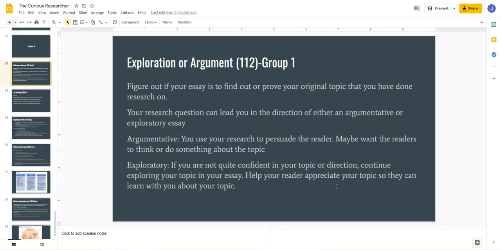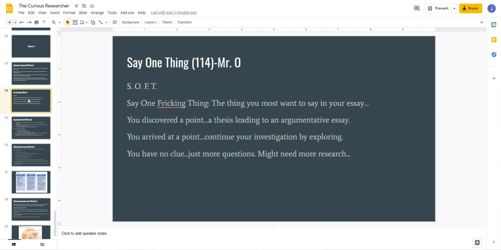The exploratory path would be if you are not quite confident in the topic or the direction, you just want to continue exploring your topic, finding out new information. You'll help the reader appreciate your topic so they can learn with you about your particular research topic. And Ballenger in the textbook talks about his acronym: say one thing. The thing you most want to say in your essay, right?